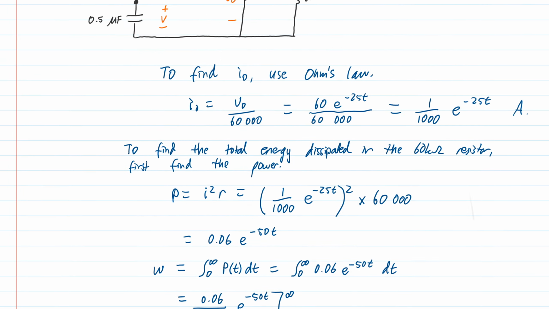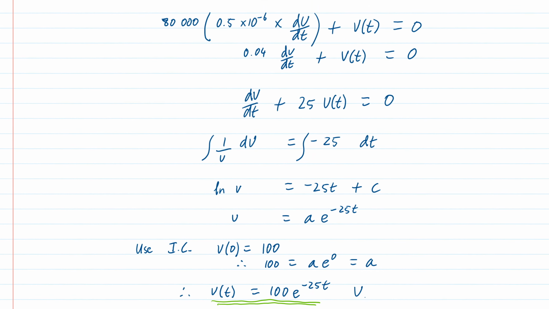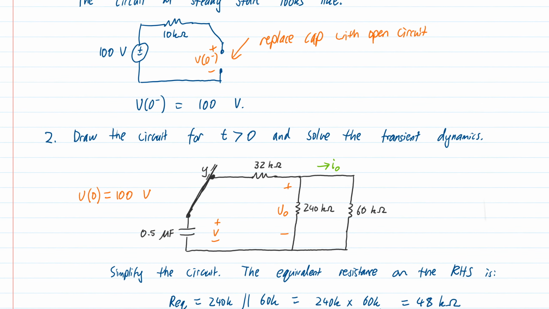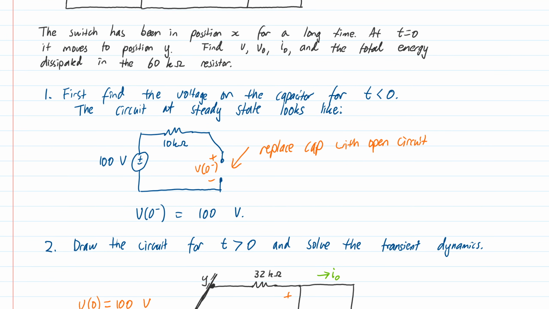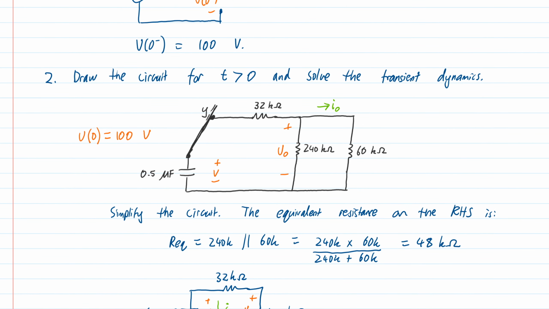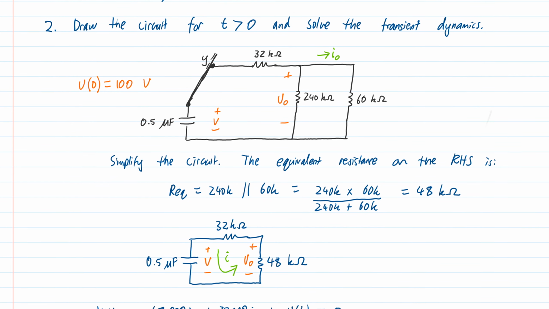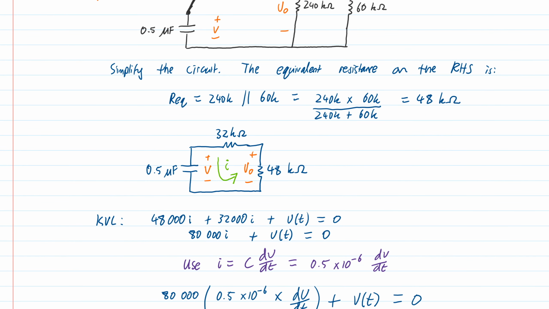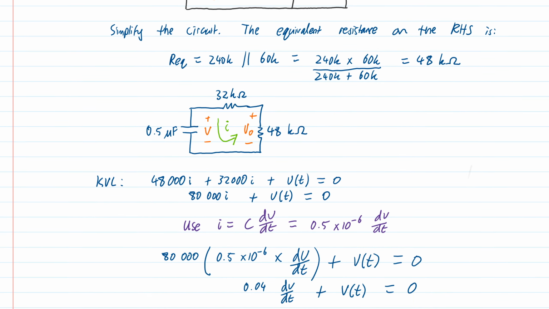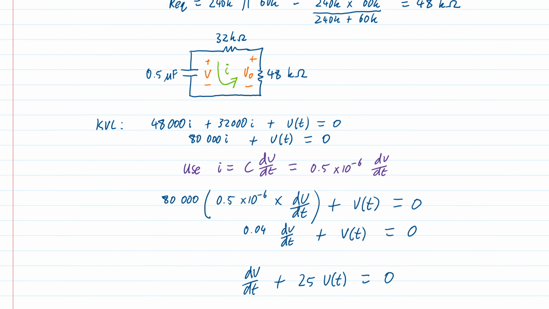So to recap our problem-solving strategy, basically the important steps of analysis. The first thing that we have to do is find the initial conditions, which for a capacitor will be its voltage. Then we need to analyze the circuit in the transient configuration and get some equation that describes the circuit dynamics. And then we use our dynamics of a capacitor to turn that into a differential equation and then solve that differential equation.